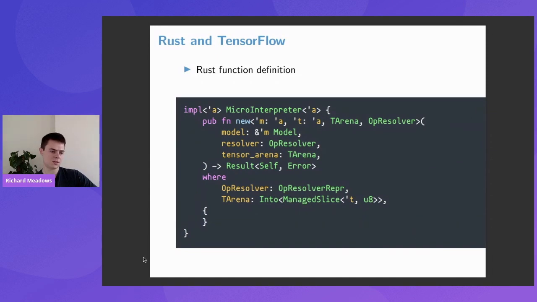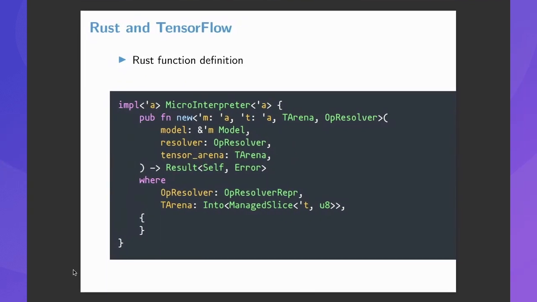So here's some Rust. This is a pretty big function definition. Some moderately advanced Rust going on here. I'm just going to give you a few seconds to read it. Okay. So this function says something like, we're going to implement the microinterpreter with its lifetime A. And then the function is public function new. And it has the lifetime M, which exceeds lifetime A, and the lifetime T, which exceeds lifetime A, and some generic types.